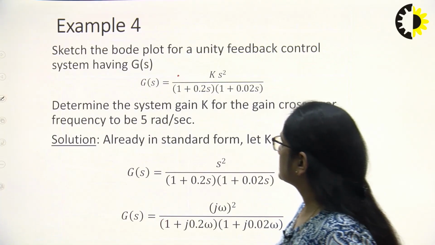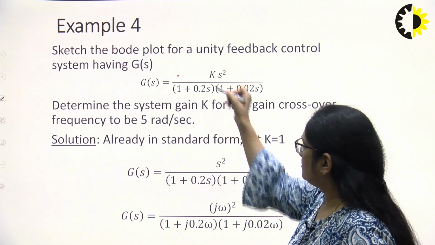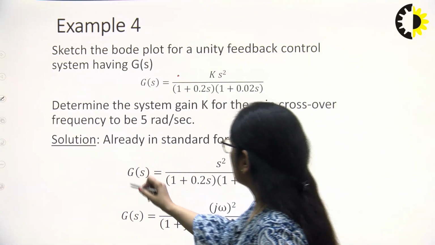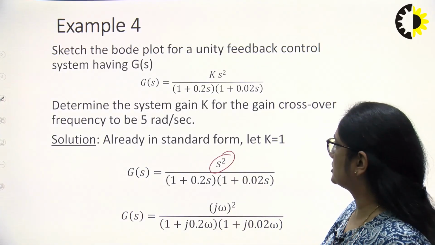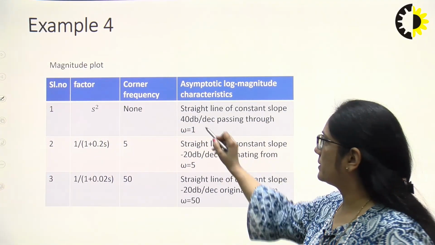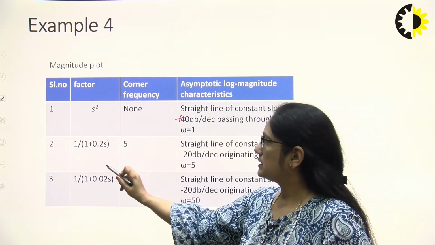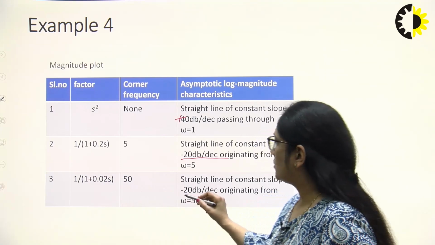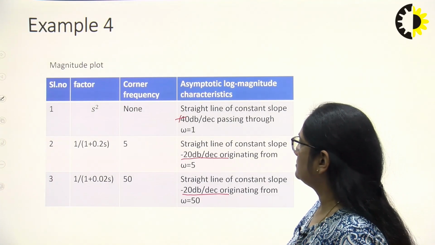Similarly, I have a second example here. In this we need to determine the system gain K for the gain crossover frequency to be 5 radians per second. So this is already in the standard form. We have 2 zeros at the origin. So for this factor s square, since it is 2, it will be plus 40 dB per decade, passing through omega equal to 1. This will be a pole, so minus 20 dB per decade. This is again a pole, minus 20 dB per decade. These are the corner frequencies 5 and 50.